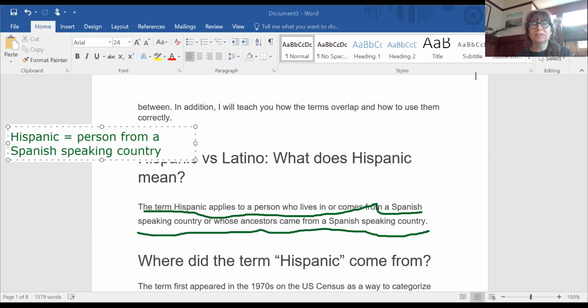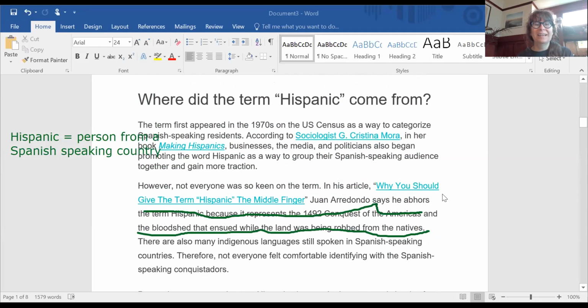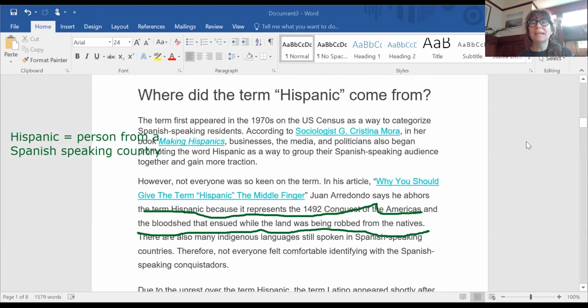All right. Where did the term Hispanic come from? Close this, scroll up a little bit. Let me, sorry, this is new for me, you guys.